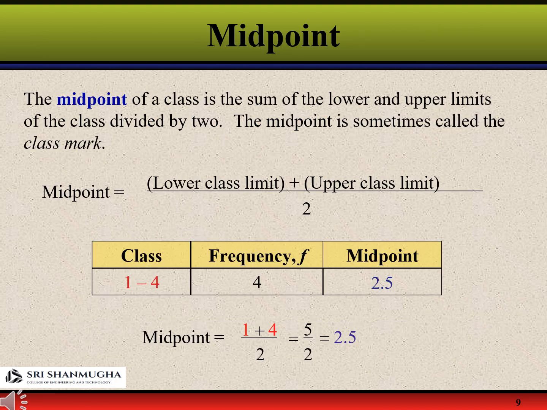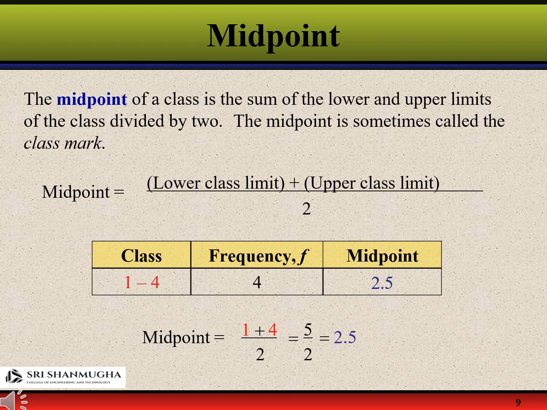Next, the midpoint of a class is the sum of the lower limit and upper limit divided by 2. The midpoint is sometimes called a class mark. This midpoint is very useful when we draw the histogram or polygon.